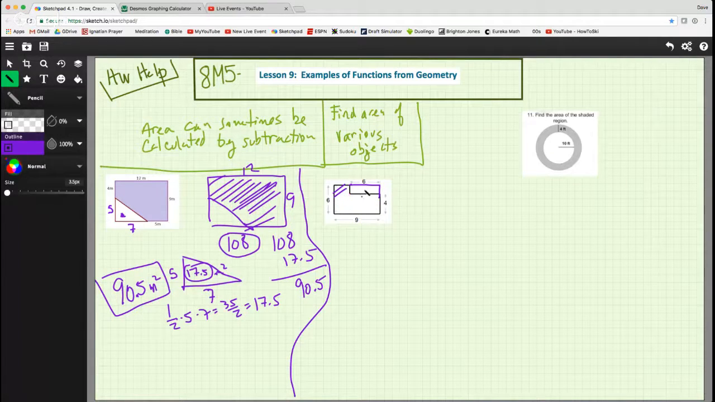So, pause and try. If we take the whole rectangle, we have 9 by 6. And that's 54 units squared. Why do I say units? Because there's no units written here. So you always have to declare your units.